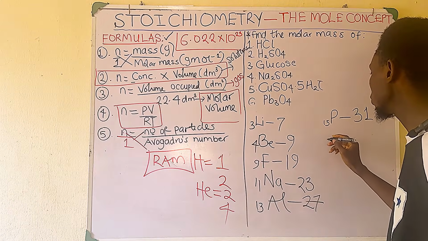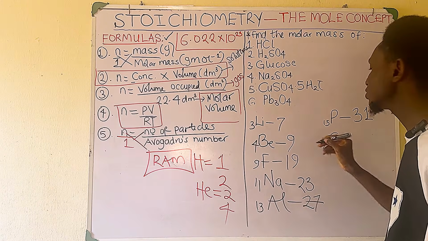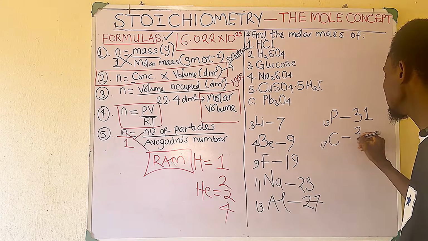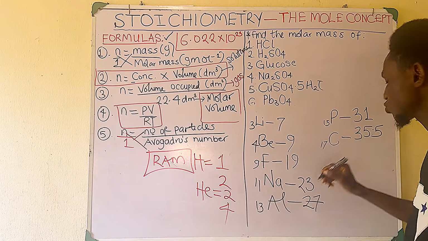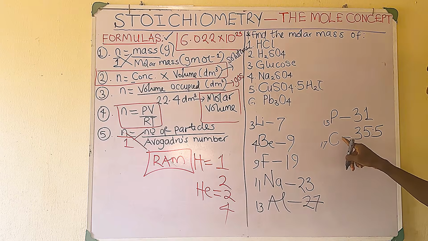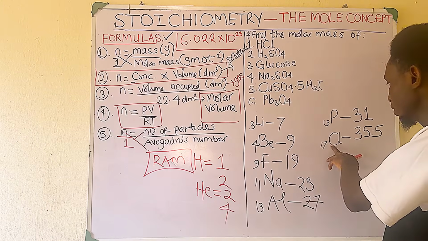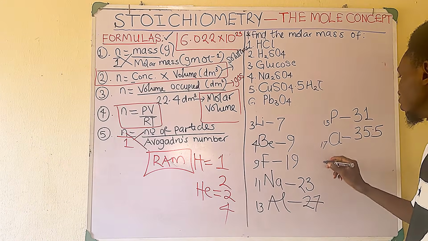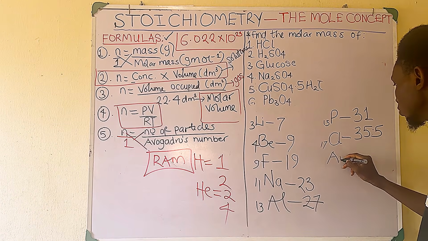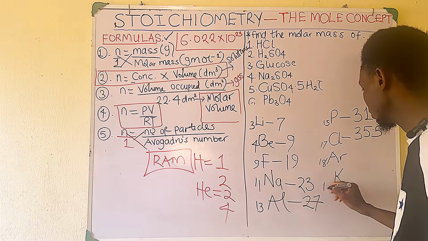Then after phosphorus, we have chlorine. Instead of having 17 times 2, which is 34, this guy doesn't have plus 1, it has 35.5. It's not even plus 1. The symbol for chlorine is Cl, not C. Then after chlorine, we have two controversial ones: argon, which is 18, then potassium, which is 19.